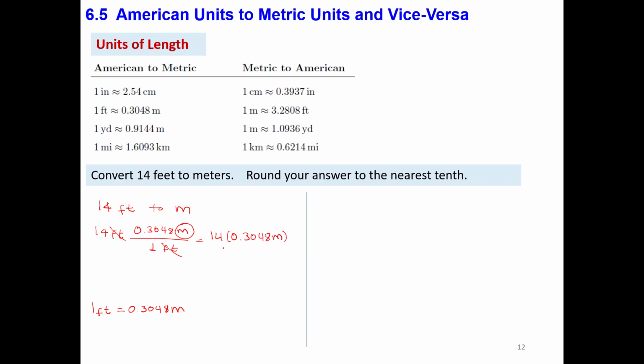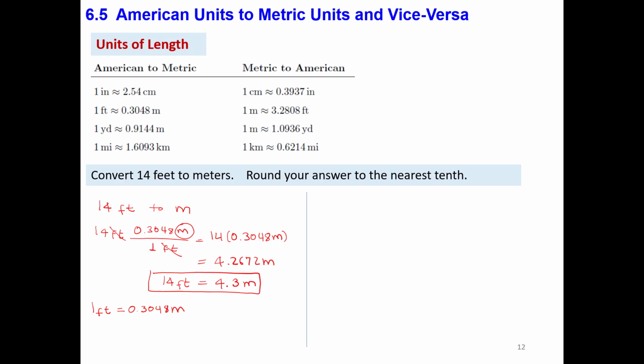0.348 meters. If we multiply these two numbers together, we get 4.42672 meters. And if we round to the nearest tenth, then we will have 4.3. Yes, this is 6, we round up, then the next will be 3 meters. Then finally, 14 feet equals 4.3 meters.